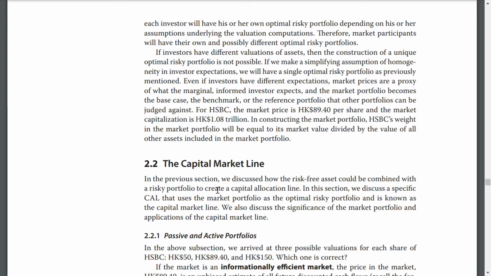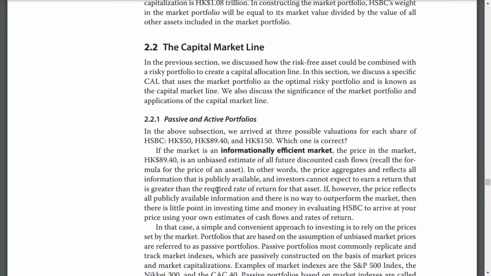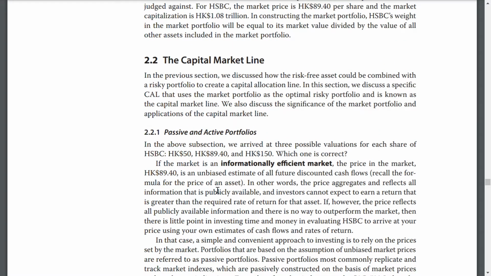The capital market line. In the previous section, we discussed how risk-free assets can be combined with a risky asset portfolio to create a capital allocation line. In this section, we discuss the specific CAL that uses the market portfolio as the optimal risky portfolio and is known as the capital market line. We also discuss the significance of the market portfolio and applications of the capital market line, passive and active portfolios.